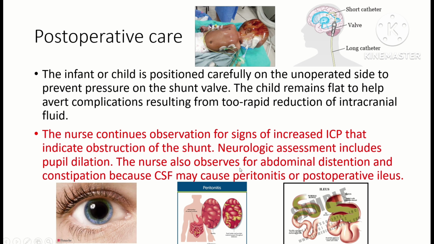Neurological assessment includes pupil dilation, like this. The black of the eye is bigger than normal. The nurse also observes for abdominal distension or constipation, because CSF may cause peritonitis, inflammation in the peritoneum. Or the post-operative area, like this picture, is larger than normal because of fluids in the brain.